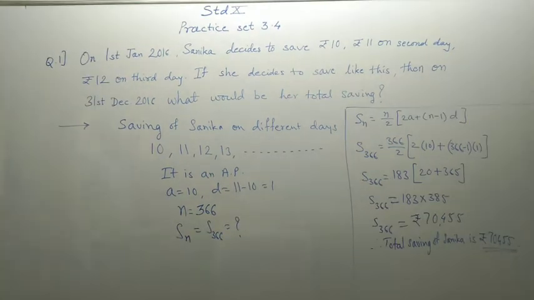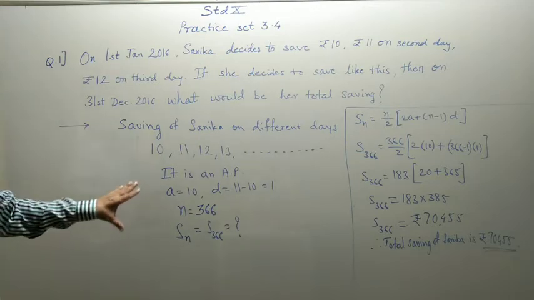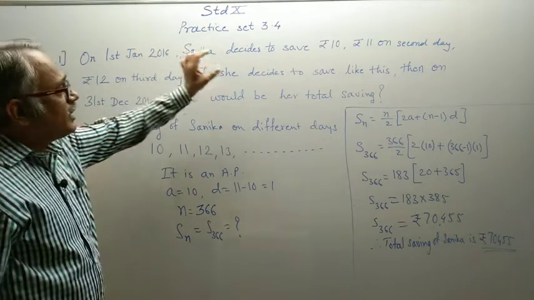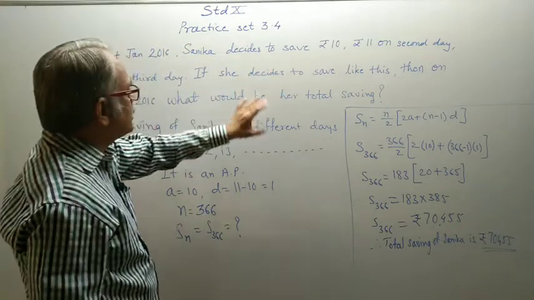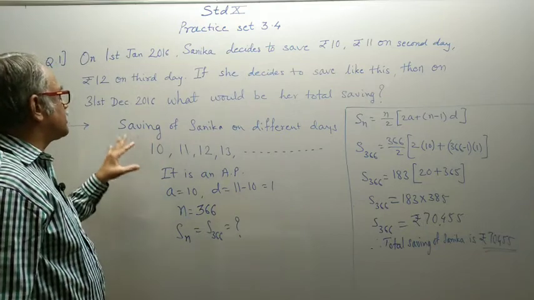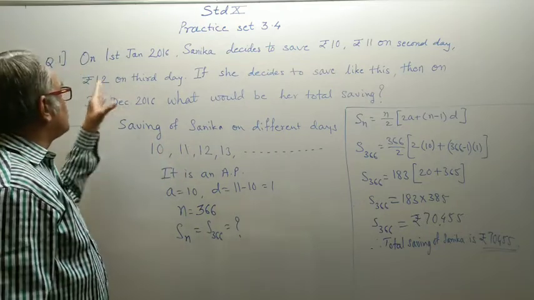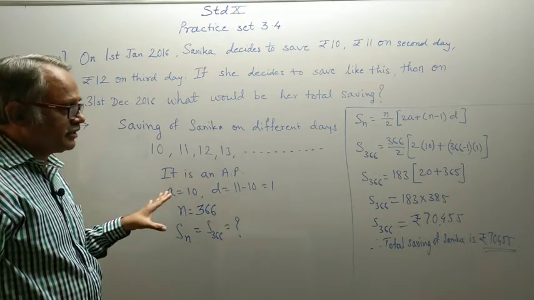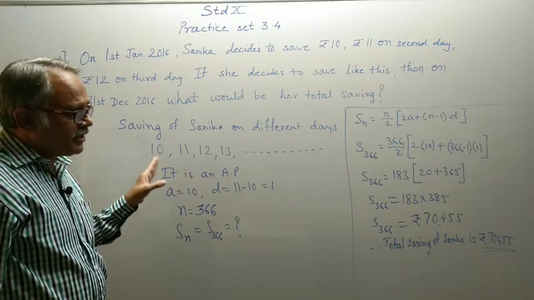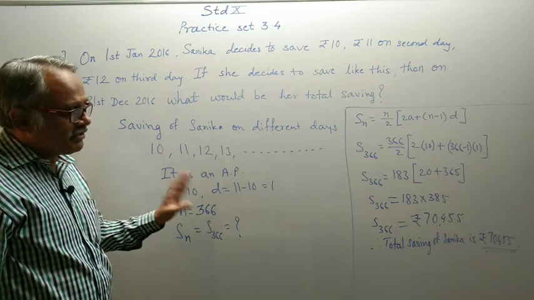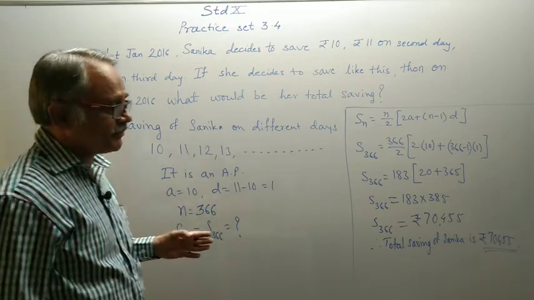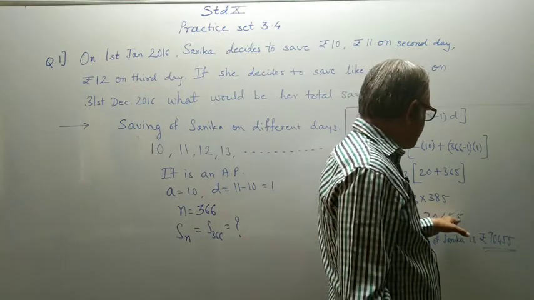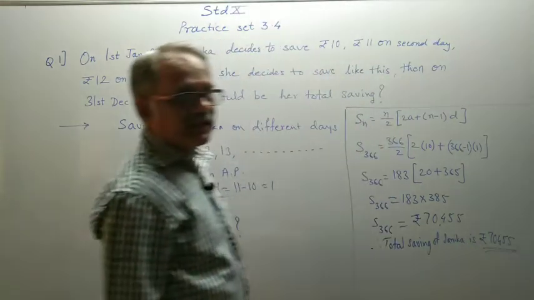Everyone of you neatly observe how it is solved. It is total saving, means 10 rupees plus 11 rupees, 12 rupees, 13 rupees, 14 rupees, 15 rupees, 16 rupees, add up to 31st December, whatever 375, 376 will be last saving. Like that she is saving 10 rupees, 11 rupees, last day 376 rupees, but every day, not every month. And her total saving becomes 70,455 rupees.